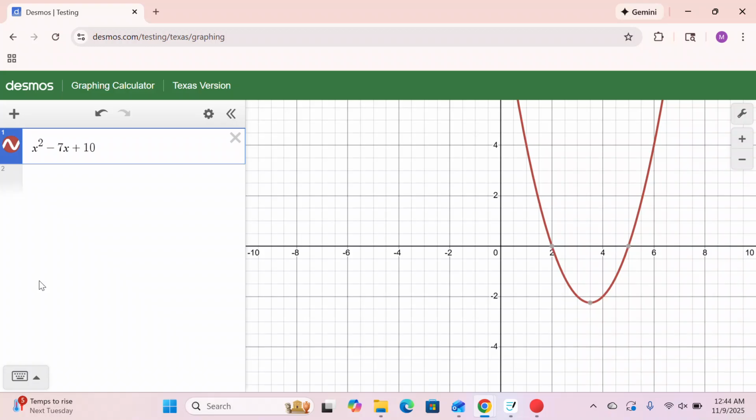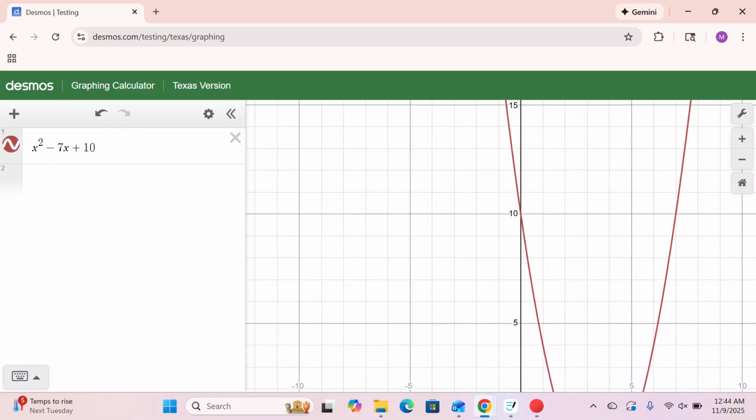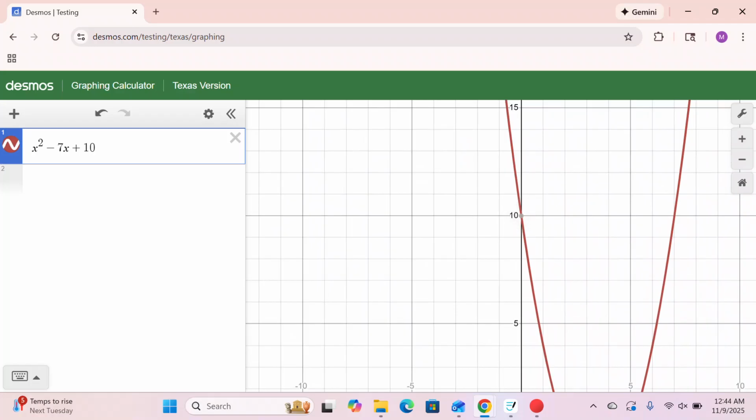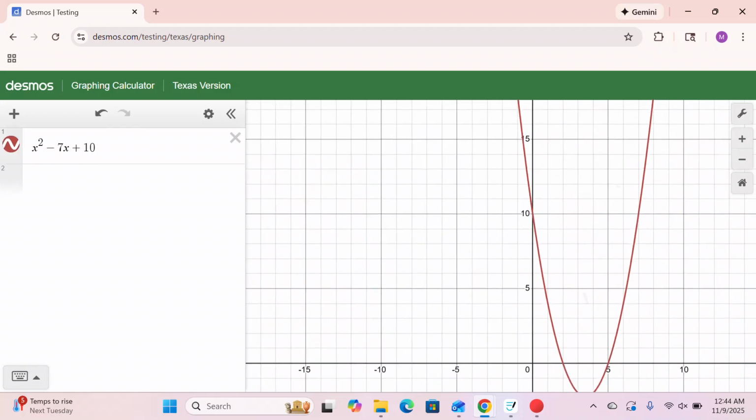If I click on this, this will give me my vertex. My vertex is 3.5 comma negative 2.25. Desmos does it for me. I have two x-intercepts where this red graph crosses the x-axis. I'm going to take away this vertex. One of my zeros is 5 comma 0, and another is 2 comma 0. Those are my zeros, also called my x-intercepts. We also have a y-intercept right here, so I'm going to click on this to see if it gives me a solid y-intercept. It gives me 0 comma 10.